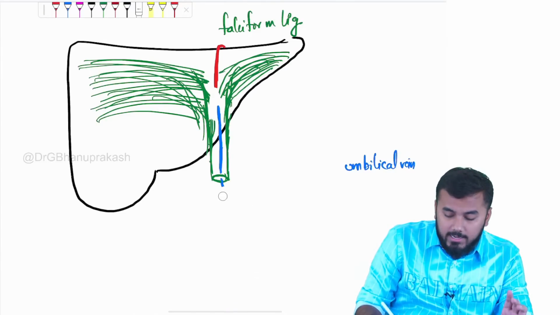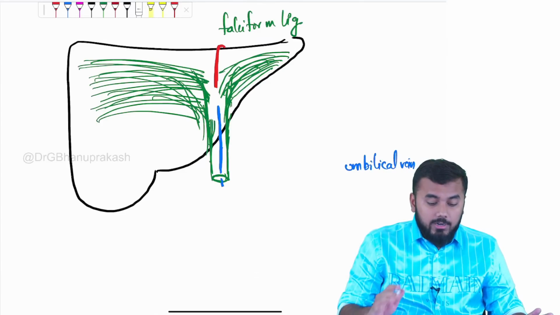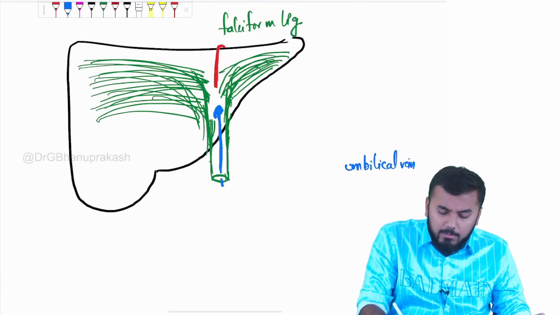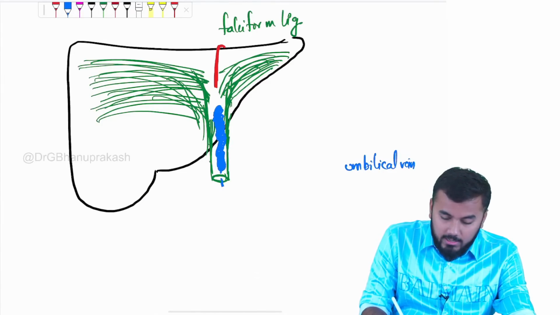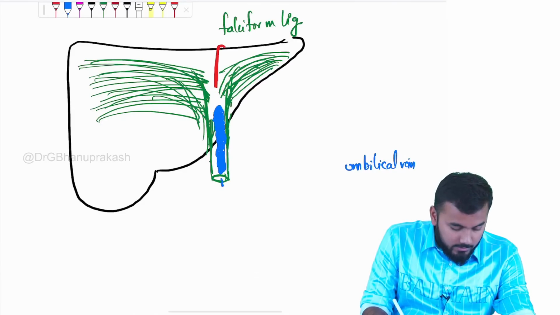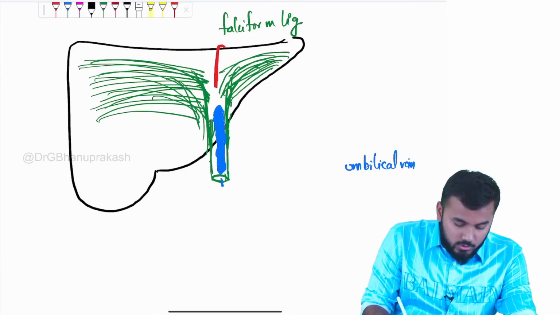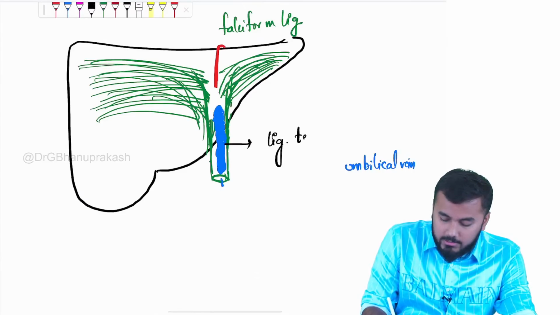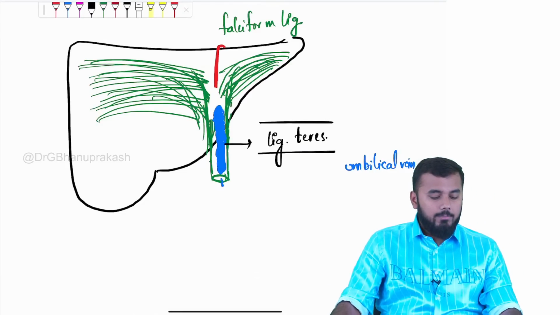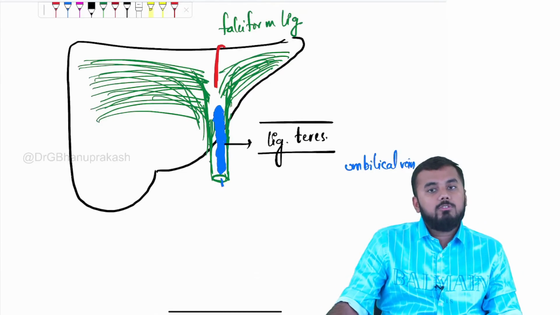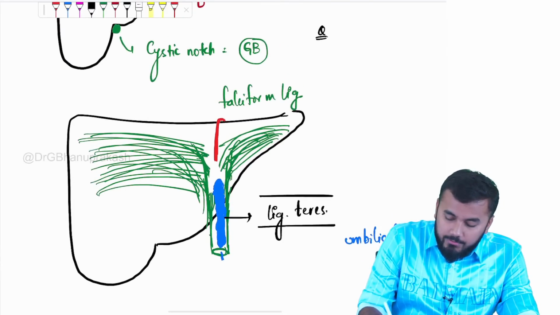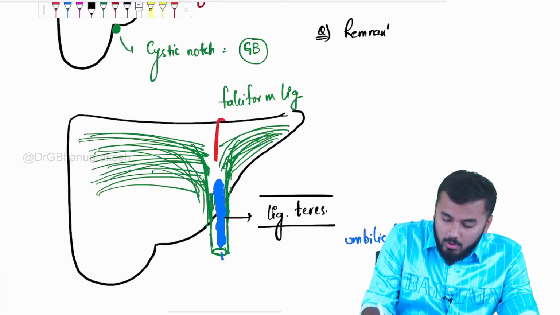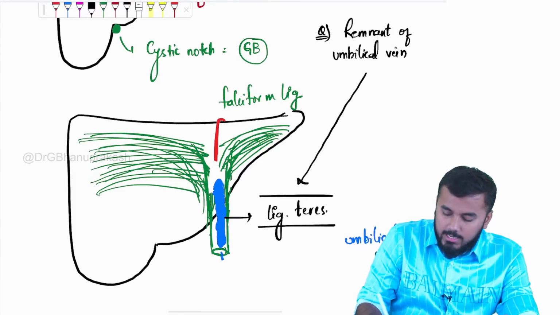But the good part is that some part of the umbilical vein does not undergo degeneration. Rather, this umbilical vein will become too thick, like this. And this is what is called the ligamentum teres. Clear, all of you? This is called the ligamentum teres. Second important thing is that if someone asks you a question, what is the remnant of the umbilical vein? The remnant of the umbilical vein is the ligamentum teres.